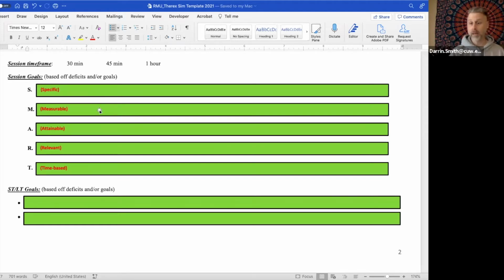Next, can you measure that you're making a change? And how can you measure that? Are you looking at total volume over a session? Are you looking at reduction of pain? Are you looking at greater range of motion? Are you looking at greater stabilization?